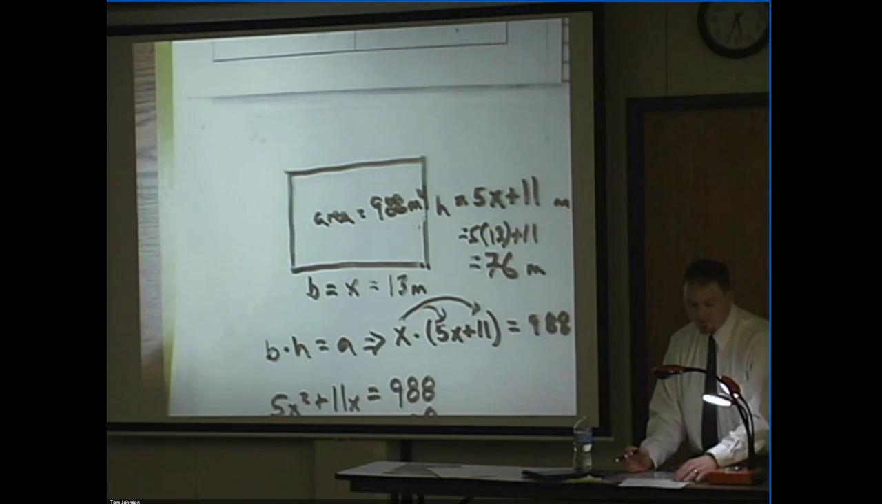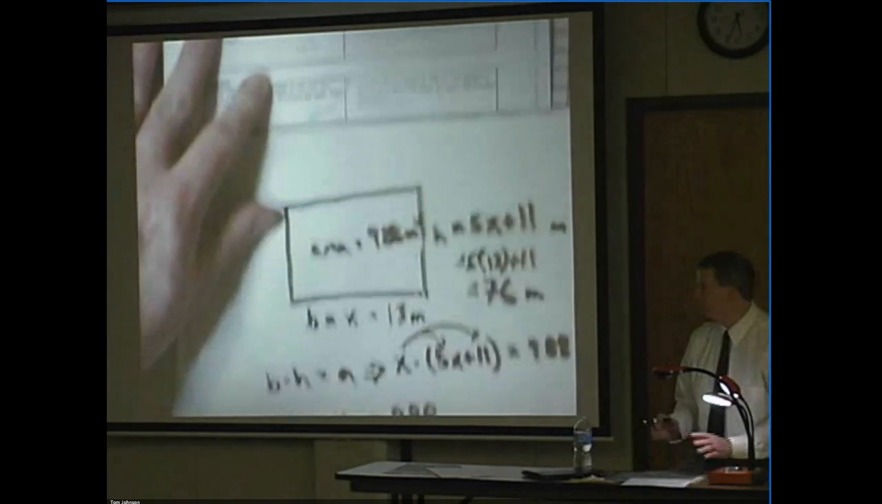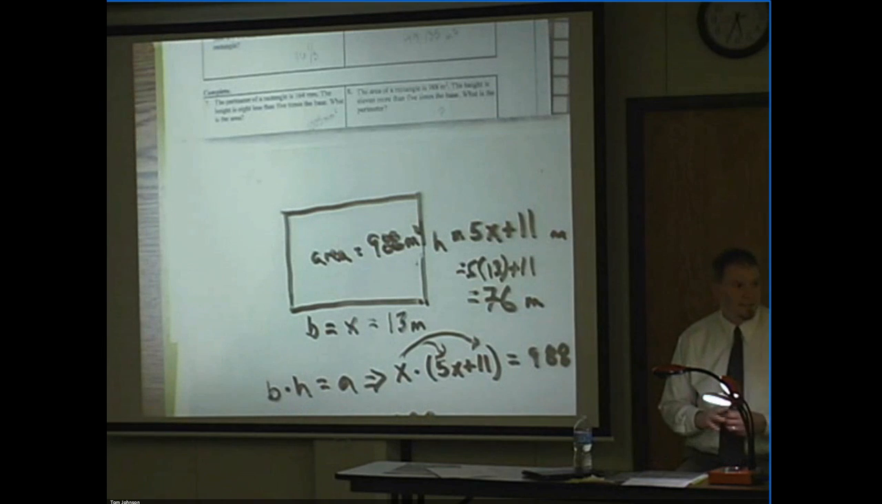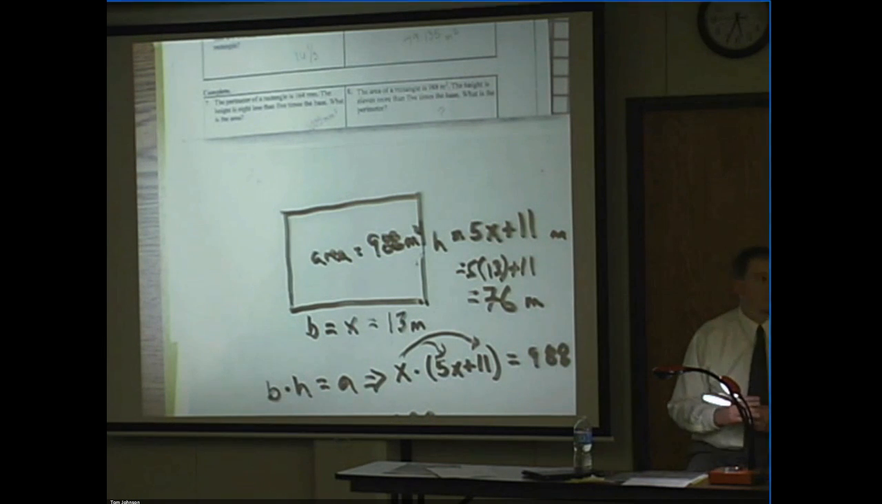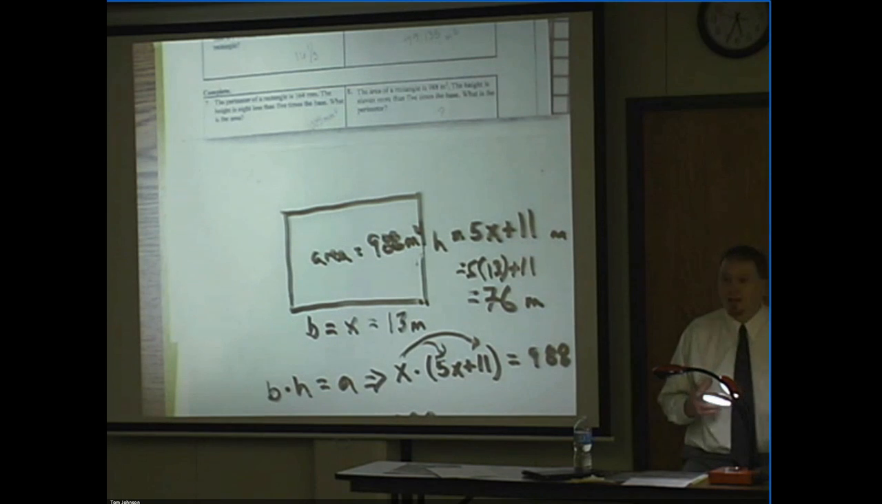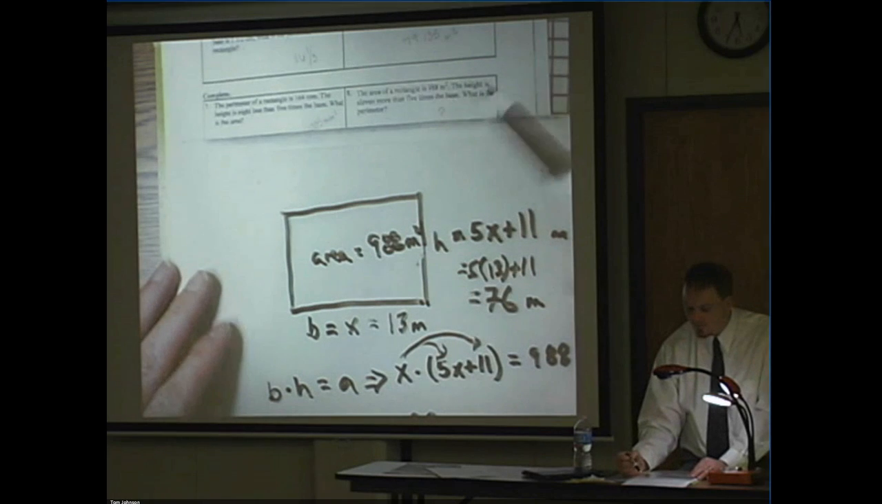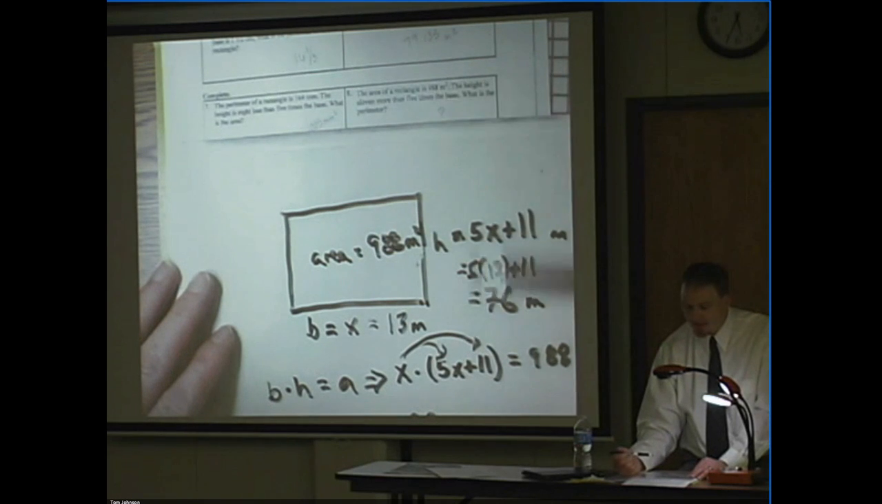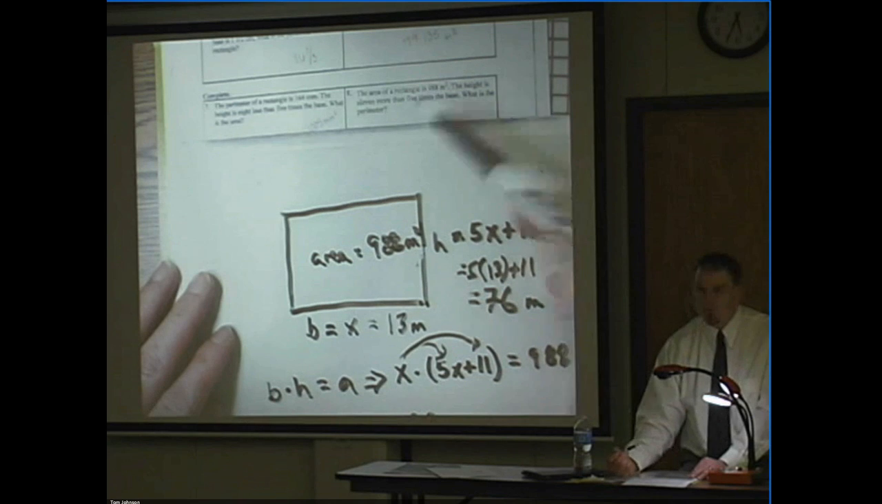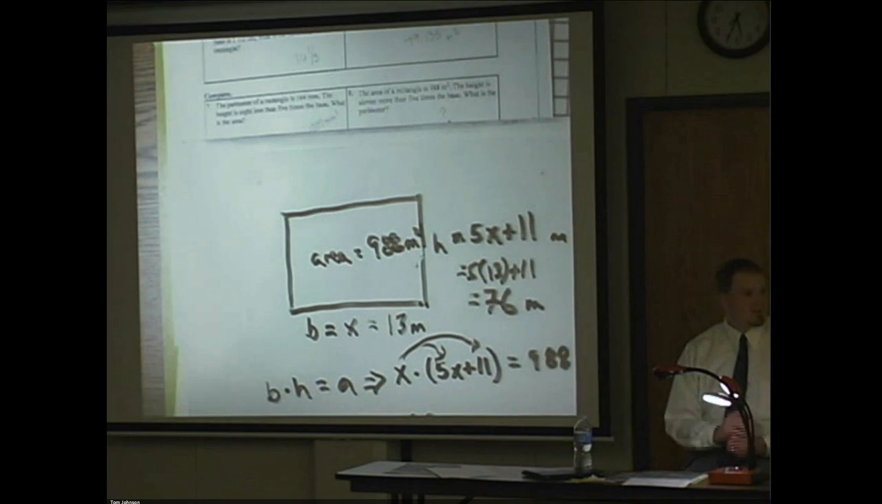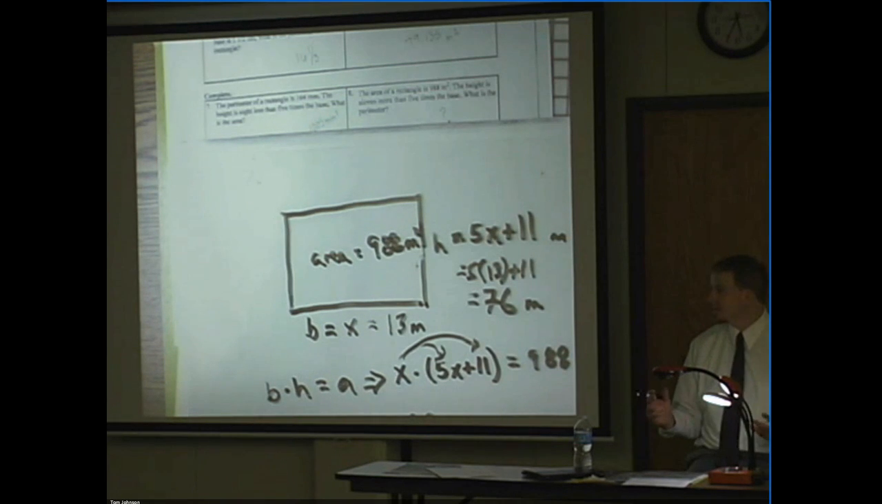Have we answered the question? Well, let's go back and read it. And remember, this was one of the cues that Chantel was talking about at the beginning of class today. When you're working on the Praxis, double check to make sure you're getting the answer that they're looking for. So let's read back through here. It says the area of the rectangle is 988 meters squared. The height is 11 more than 5 times the base. What is the perimeter? Okay, so we haven't answered the question yet, right? It's asking us what the perimeter is.